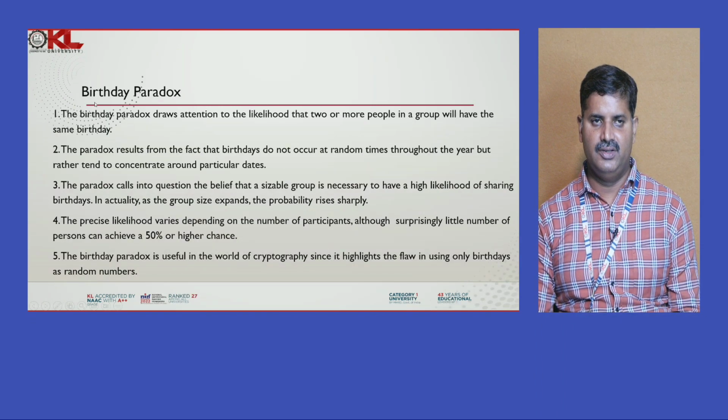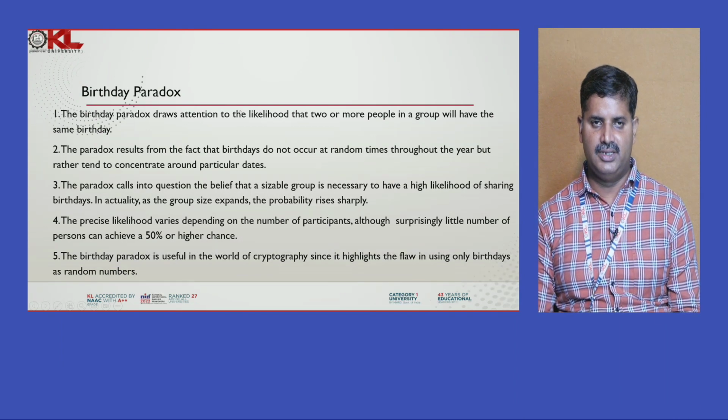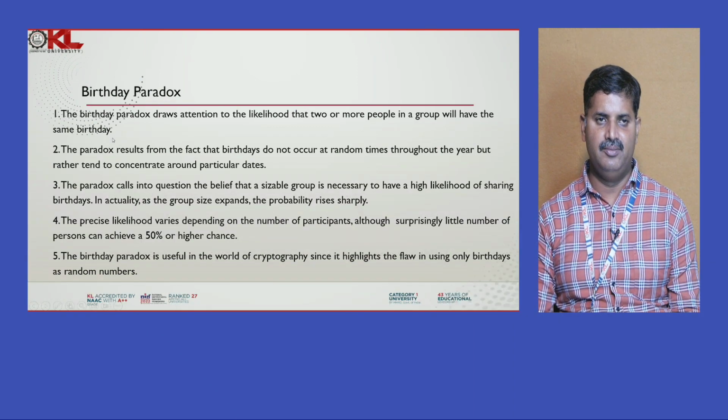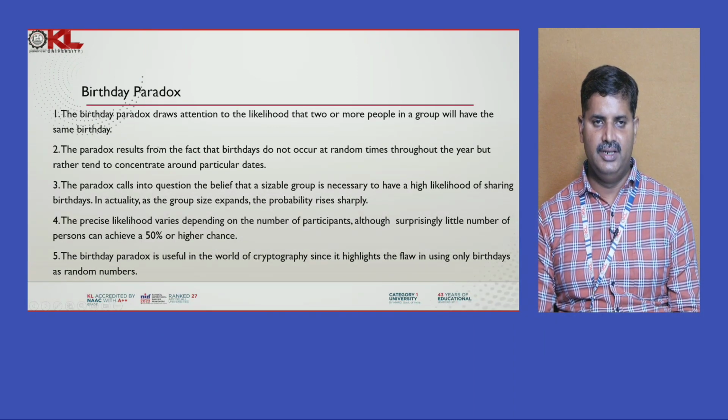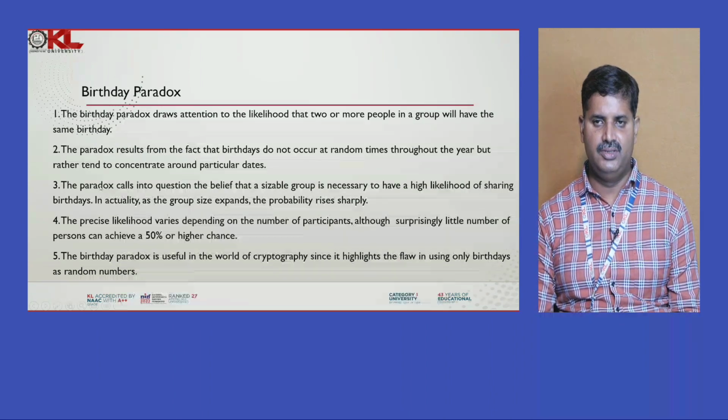So this is a frequently occurring paradox while implementing cryptographic hash functions. This is the birthday paradox. The attack draws attention to the likelihood that two or more people in a group will have the same birthday. In this regard, the birthday results from the fact that birthdays do not occur at random times throughout the year, but rather tend to concentrate around particular dates.